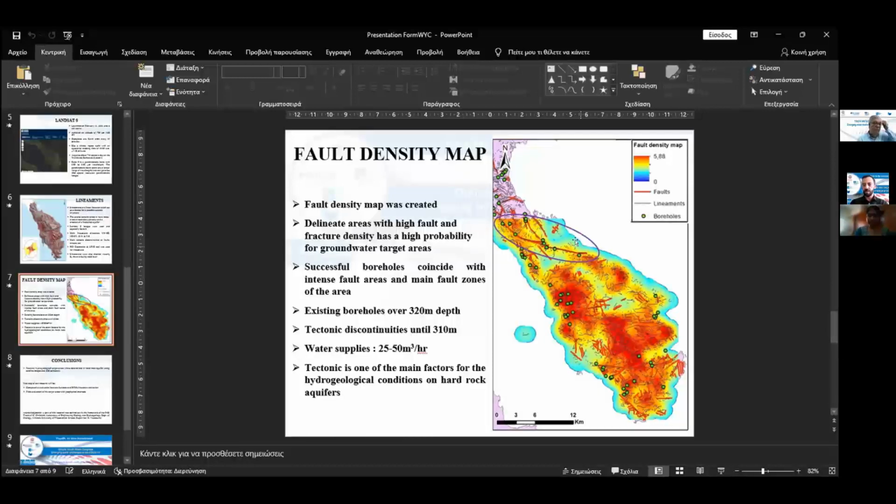Like in the north part inside this circle, you can see that most of the boreholes are across the main fault of the area. Those boreholes are over 320 meters depth, and we found discontinuities on them until the 310th meter. Their water supply was between 25 and 50 cubic meters per hour. So we can conclude that the tectonic is one of the main factors for the hydrogeological conditions of hard rock aquifers.